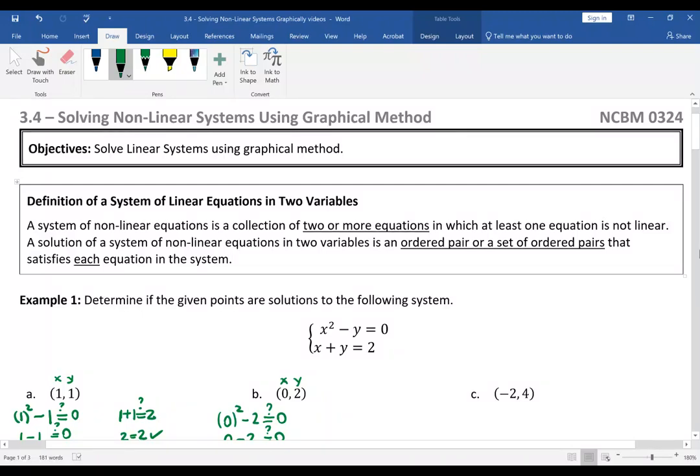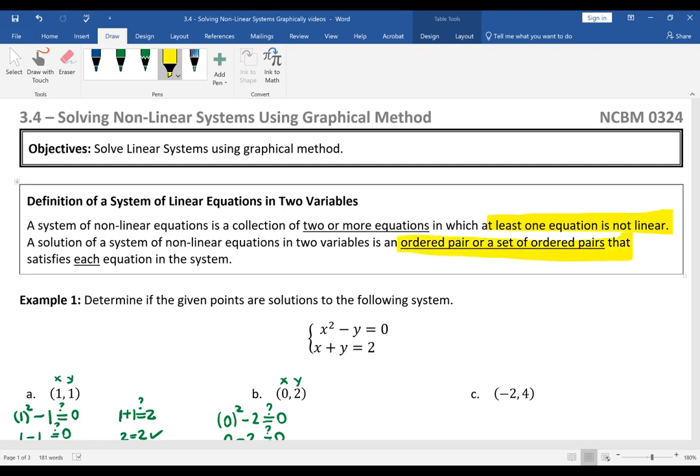Section 3.4 Solving non-linear systems using graphical method. Definition of a system of non-linear equations in two variables. A system of non-linear equations is a collection of two or more equations in which at least one equation is not linear. A solution of a system of non-linear equations in two variables is an ordered pair or a set of ordered pairs that satisfies each equation in the system.